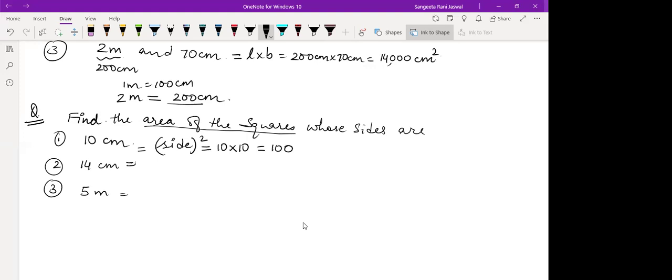It's 10 into 10. When you multiply, I said 100. Okay, you said 100. Okay, so 100 centimeters square. Always put centimeters square. Okay.